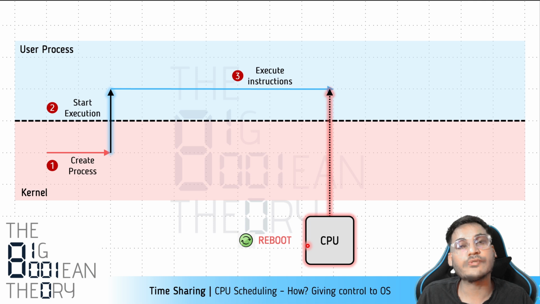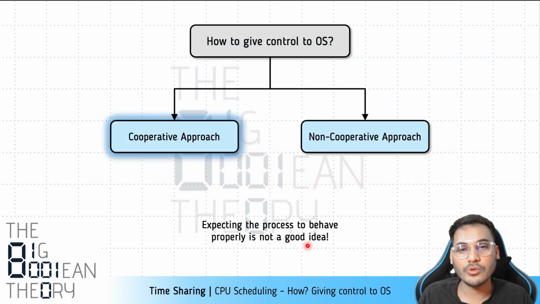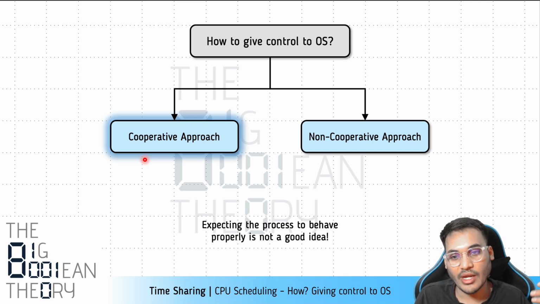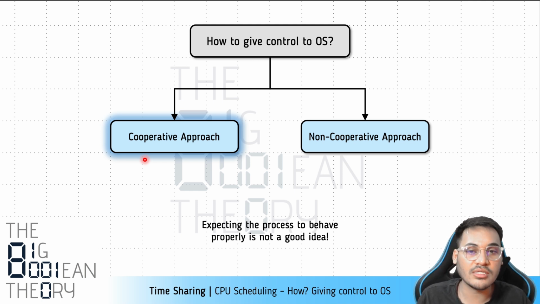And as I said, it was only used in earlier systems, back in the 60s and 70s when we had Macintosh OS, one of the examples. So the cooperative approach has its issues, that is, expecting the process to behave properly is not a good idea. We discussed this. The problem that we're trying to solve, that is transferring the control to the operating system, is clearly not working out via this cooperative approach. Nonetheless, we discussed this because this used to be one of the ways to do things previously.